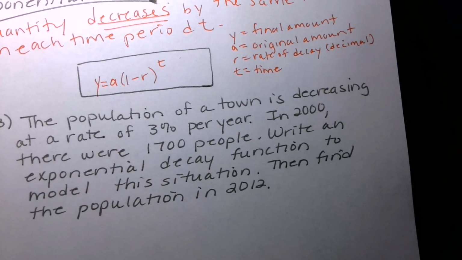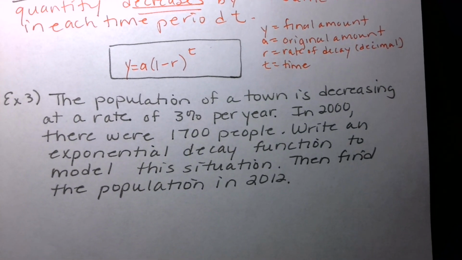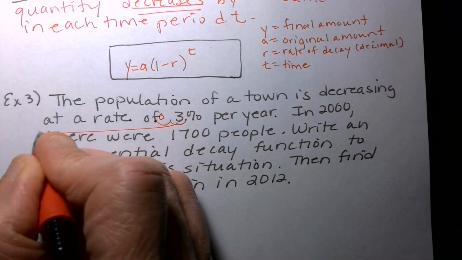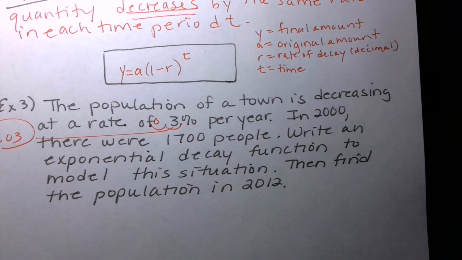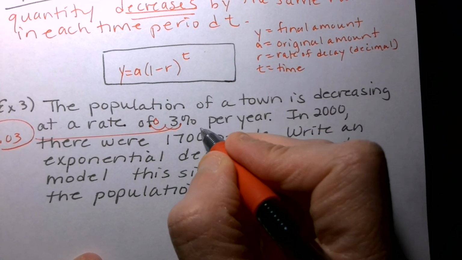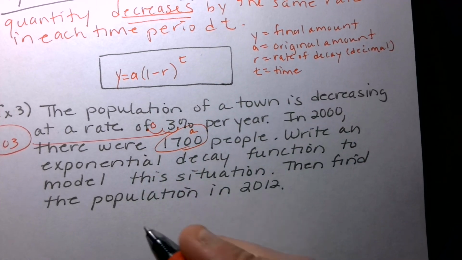Okay, so population we're going to talk about here. Population of a town is decreasing at a rate of 3% a year. Got that. In 2000, there were 1,700 people. Okay, that looks like that's an original amount to me. So that's my A. Write an exponential decay function to model the situation. All right.